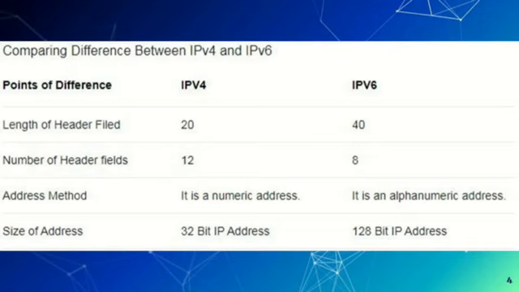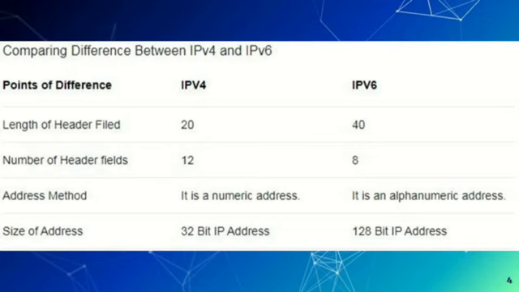Next is the number of header fields. In IPv4 it is 12, in IPv6 it is 8. That is the number of header fields. The next difference is the address method. IPv4 follows a numeric address and IPv6 follows an alphanumeric address.